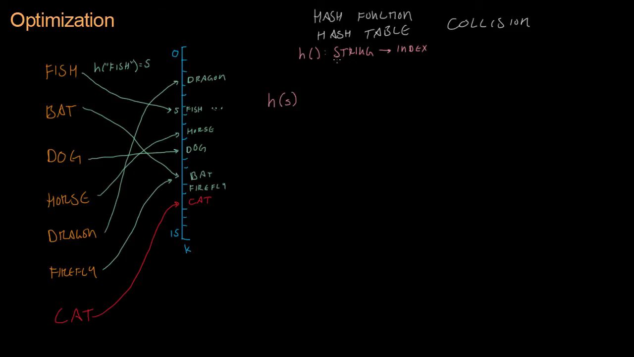So the hash function accepts this string. And a really simple hash function might be to do a sum. This is the sum symbol of every index of the string. So we say f plus i plus s plus h. Now you're asking me, that's stupid. How can we sum a letter? What does f plus i mean?